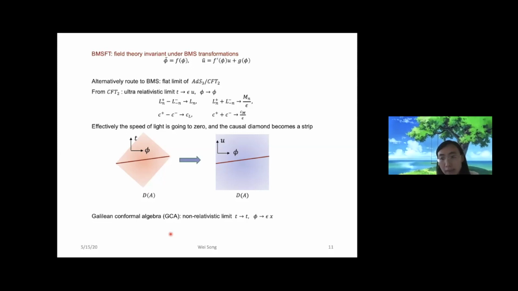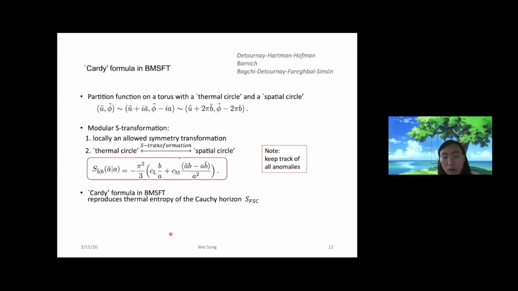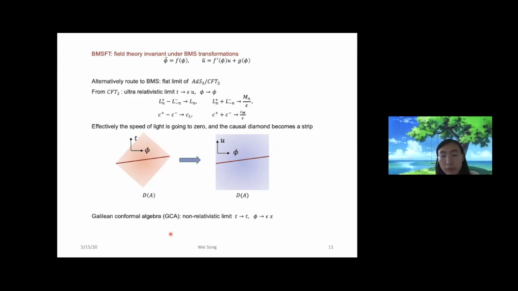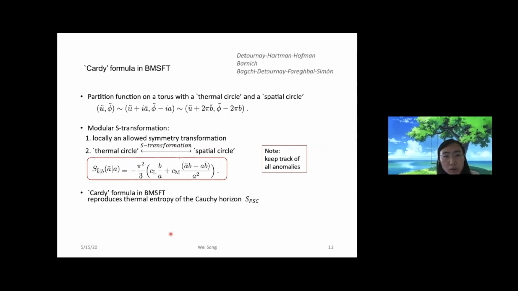Okay, there are lots of interesting properties of this BMS field theory. I don't have time to talk about them. I only mention one property. You can consider the modular covariance of the torus partition function in such a theory.